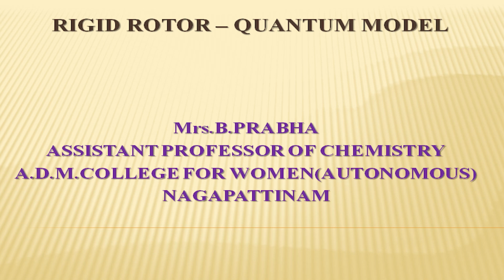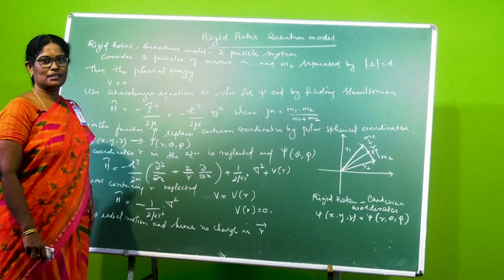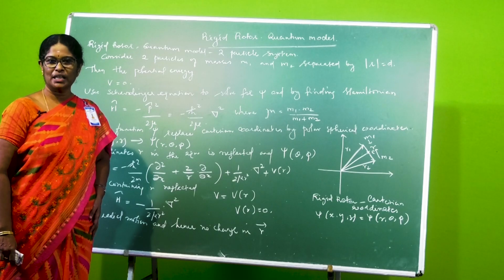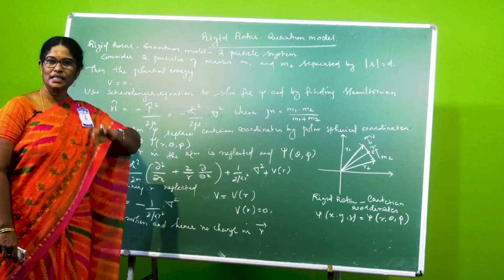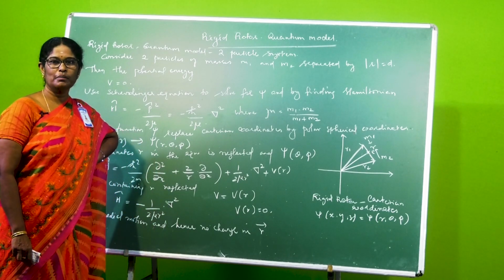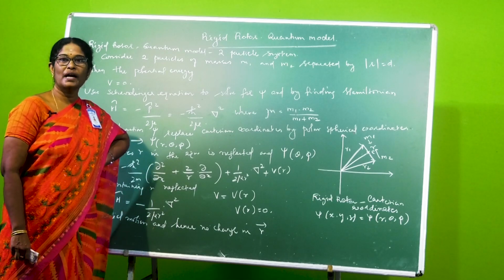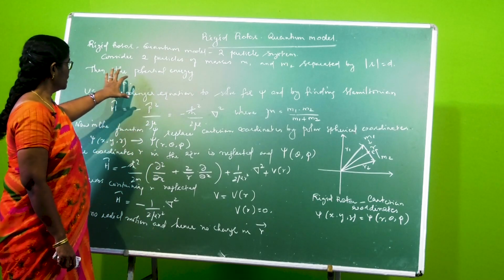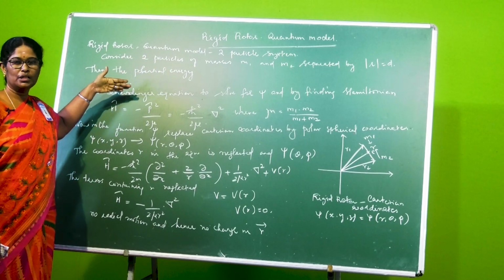Today's class we shall discuss a rigid rotor quantum model. A rigid rotor quantum model is an example of a two-particle system. It implies that there are two particles of masses m1 and m2 separated by distance d, given by the r vector whose magnitude is equal to d, and thereby we apply the potential energy of the system being equal to 0.